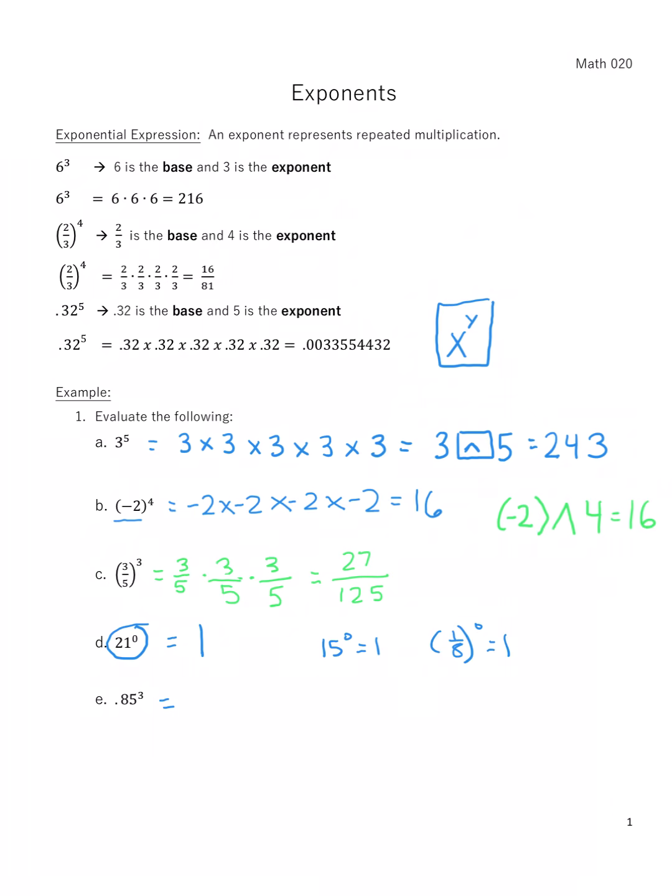Let's take a look at letter E. Our base is 0.85, and we're going to multiply it by itself 3 times. Or if you prefer your exponent key, which I think is a lot faster, a lot more efficient, you could type that in as well. And go ahead and try that yourself in your calculator. And let's make sure you get the same answer.